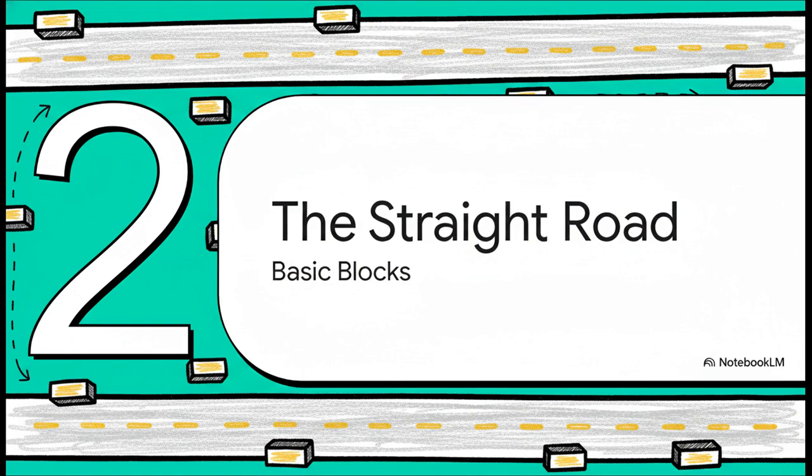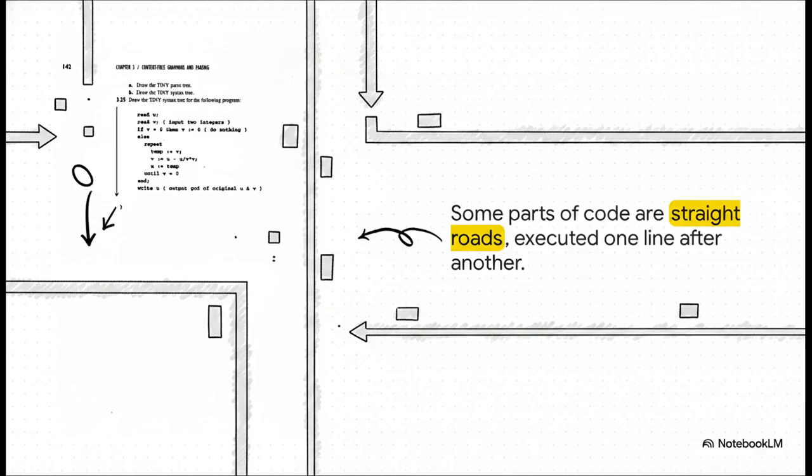Every journey starts with a single step, and on our code's map, the absolute simplest path you can take is just a straight road. So take a look at this little piece of code here. See that sequence of assignments? There are no decisions being made, no jumps. The computer just starts at the top of that section and runs each line, one after another, no questions asked. These are the straight roads on our map.